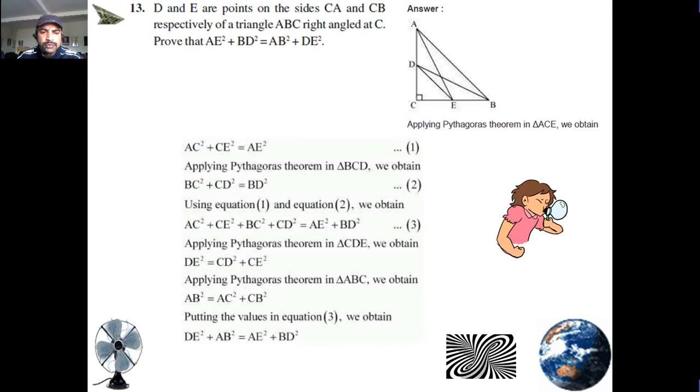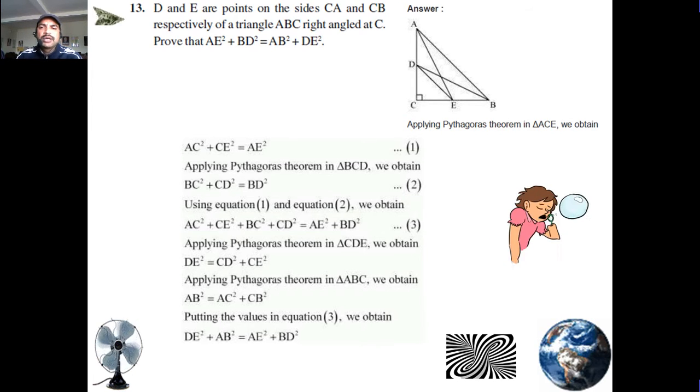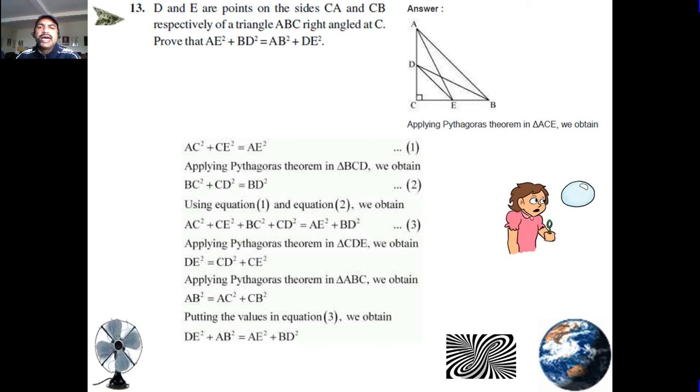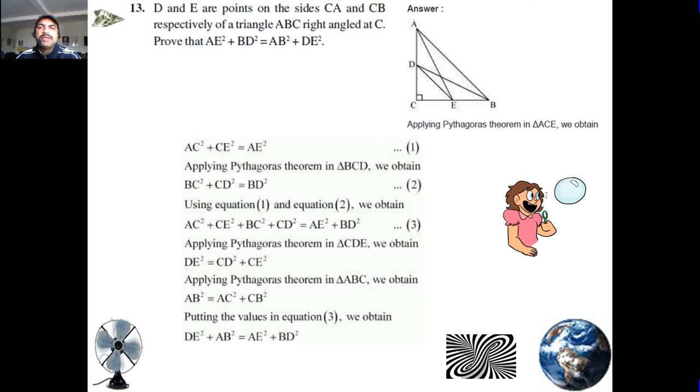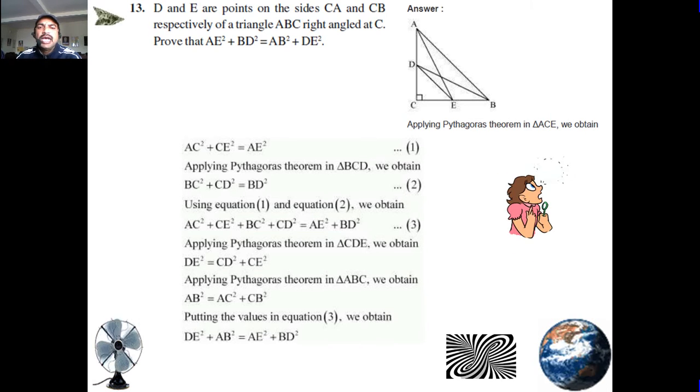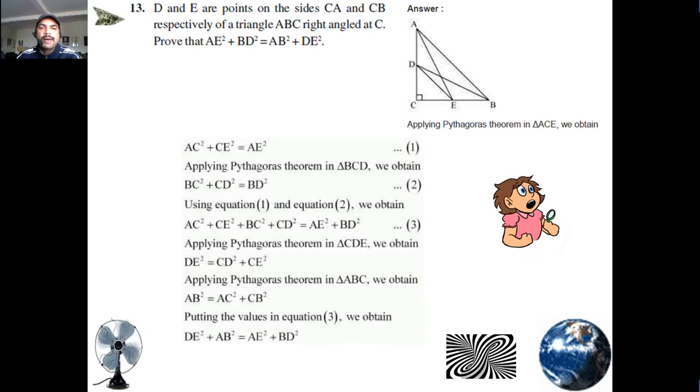Now students, here is question 13. D and E are points on the sides CA and CB respectively of triangle ABC, right angled at C. Prove that AE square plus BD square is equal to AB square plus DE square.